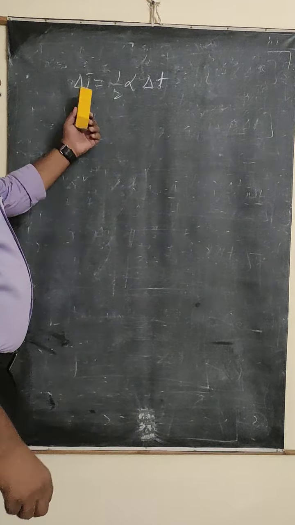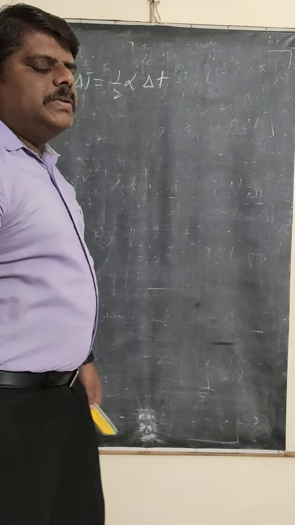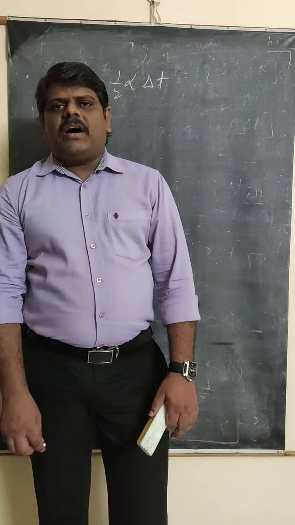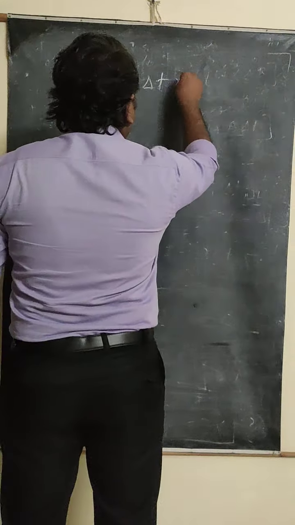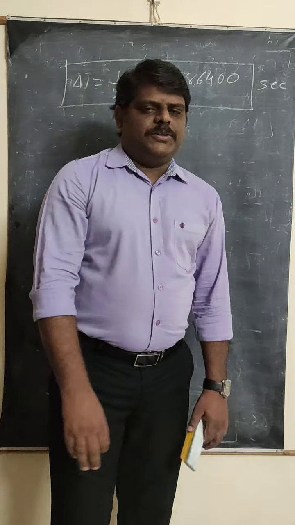Here capital T represents time and small t represents temperature. Delta T is equal to half into alpha into delta t. This gives you the loss or gain of time in 1 second. To find the loss or gain of time in 1 day, multiply by 86,400. This gives you the total loss or gain in seconds. This is the formula you need to remember, which is very important for the competitive part also.